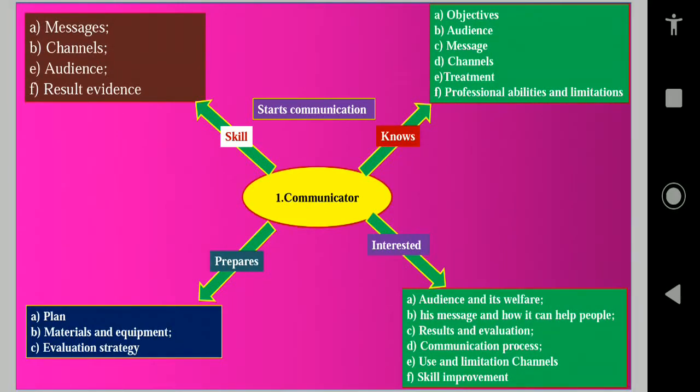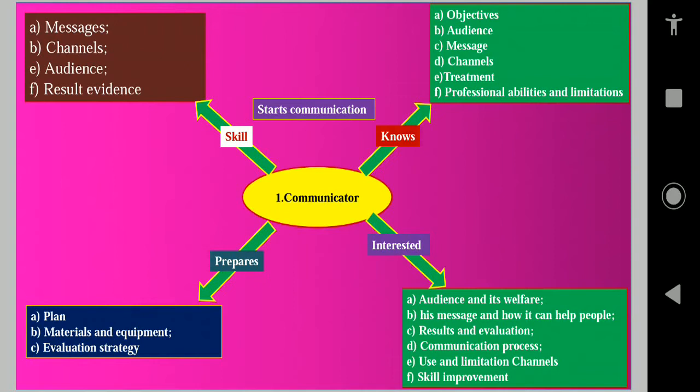He knows the objectives, which are specifically defined. He should know the audience, their needs, interests, abilities, and predispositions. Then the message: he should know the message, its content clearly. Message means its content, validity, usefulness, and importance. Then channels: he should know the channels that will reach the audience.